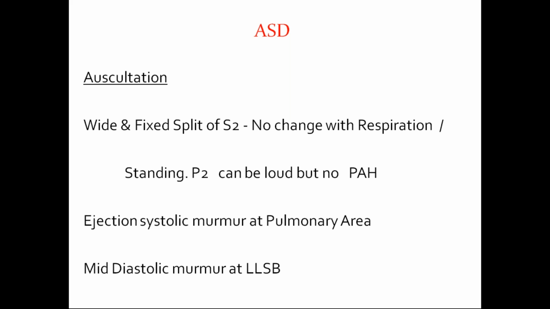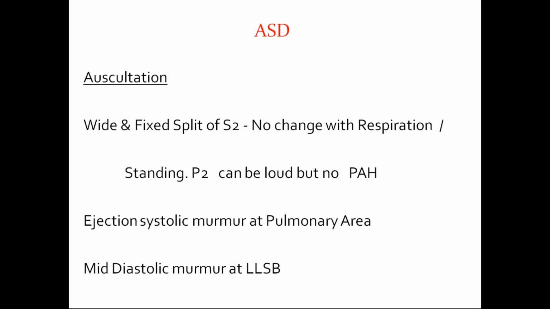Then there can be an ejection systolic murmur in the pulmonary area. Why there is an ejection systolic murmur is, as we discussed, there will be more flow of blood in the pulmonary artery. Because 105, I told you, right, it is not 100 ml, now 105 ml is flowing, so that is causing extra blood. That extra flow will cause the ejection systolic murmur. And then there will be a mid diastolic murmur at the left lower sternal border. The left lower sternal border will give the diastolic murmur because of more blood flowing across the mitral valve. This is the basic physiology by which all these things matter.